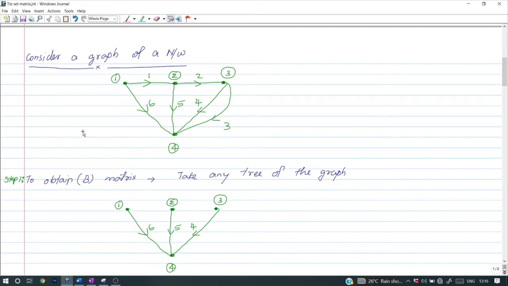So in order to build the tie-set matrix, B matrix, first of all, we need to take any tree of this graph. We know the relationship between the incidence matrix and the number of trees. So the number of trees in a graph is nothing but the determinant of A A transpose. So that many trees can be drawn from a given graph. Anyway, the first step in order to build the tie-set matrix is to take any tree of this graph. So let's take an arbitrary tree like this.